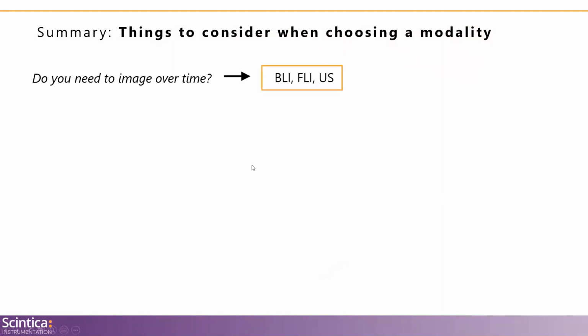And so this is important because for some of you, you may just want an endpoint measurement. So let's say you're doing a tumor study and you may just want the most complete data set at that one time point. And in that case, you may want to consider something like MRI, where you can get a volume measurement. If you are going to be imaging multiple times, you may want to consider something that's more cost effective. So something like optical or ultrasound imaging. Do you have the ability to engineer cells?